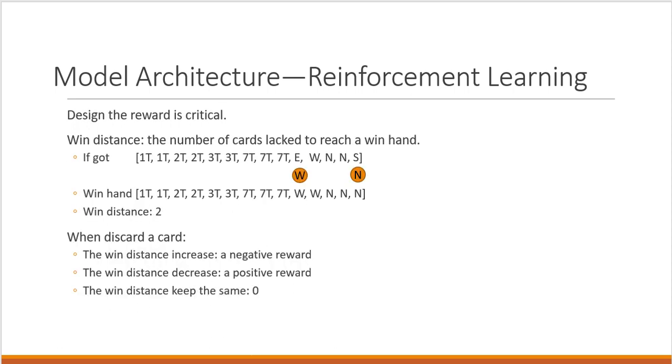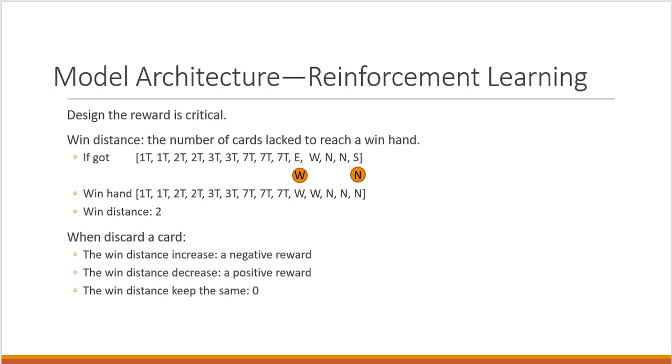A critical factor in a reinforcement learning task is how to design a reward which is given by the environment to the agent. We actually tried several methods and finally found an effective one. Here, we define the win distance as the number of cards still left to reach a winning hand, and the reward from the environment is given just according to the win distance.